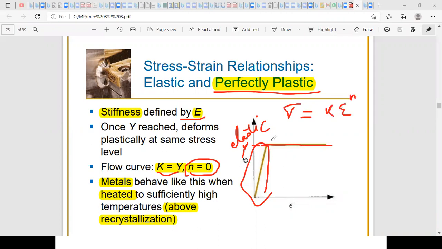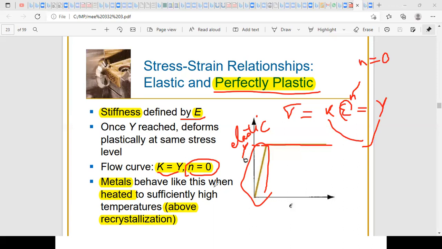And as you can see here in the plastic region, the value of sigma is constant, equal to the yield stress. Then if I do the analysis for any value of epsilon, I have that K epsilon to the power n is equal to the yield stress. So this will lead to n equals 0 and K equal to the yield strength. Okay, so this is a very particular case, and we'll see that metals will behave in this way when heated to sufficiently high temperature.